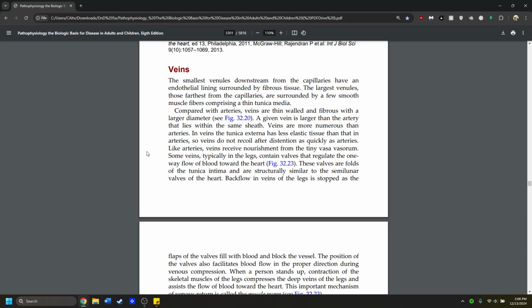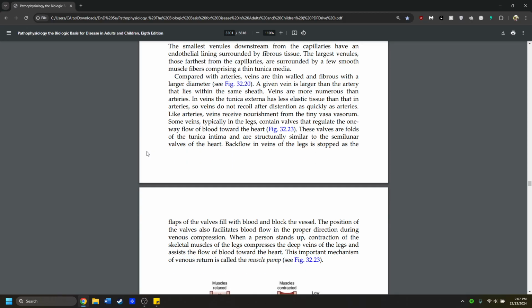Veins, on the other hand: the smallest venules, downstream from the capillaries, have an endothelial lining surrounded by fibrous tissue. The largest venules, those farthest from the capillaries, are surrounded by a few smooth muscle fibers comprising a thin tunica media, so that middle section is very thin. Compared with arteries, veins are thin-walled and fibrous with a large diameter.